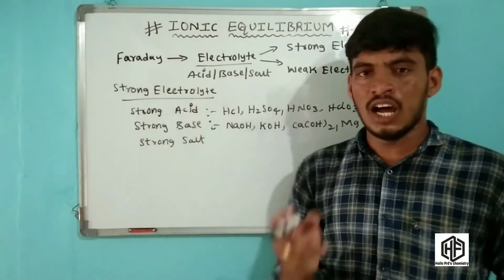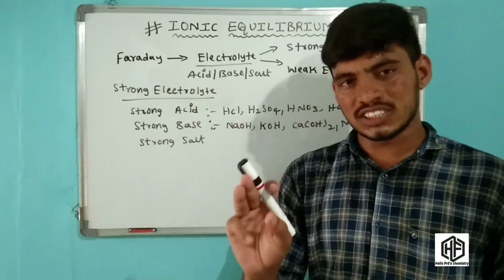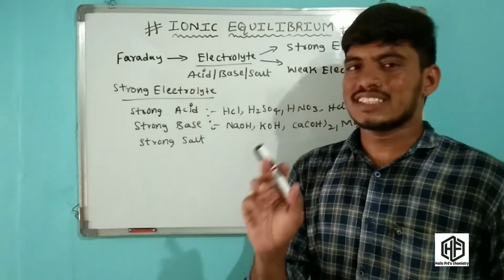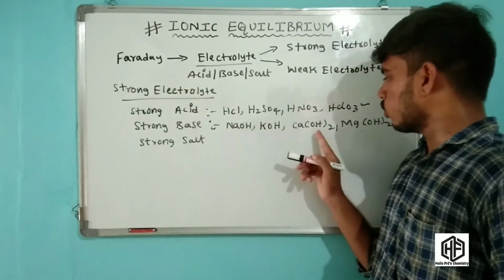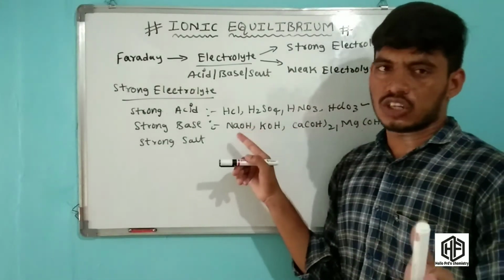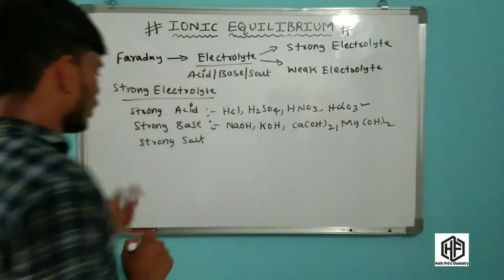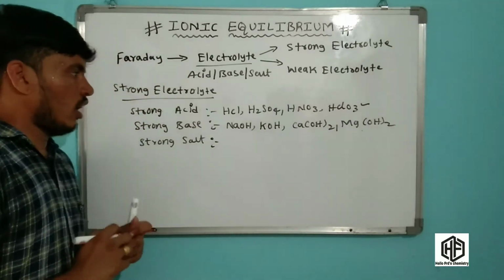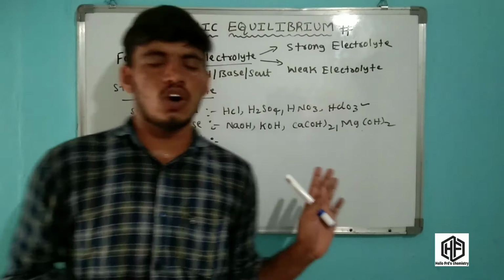A strong base is a group 1 or group 2 element added to oxides or hydroxides. These group 1 and group 2 elements with OH, hydroxide, are considered strong bases. That is one more important point. And a strong salt: if we have any one of them strong, like the acid or base, it is called a strong salt.